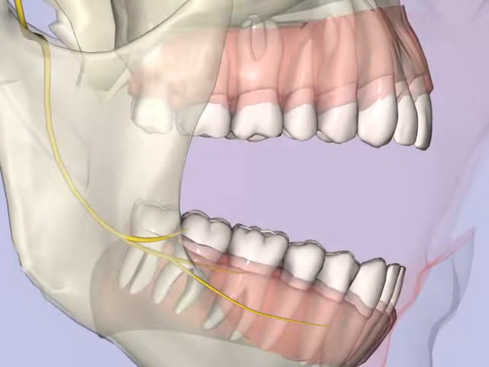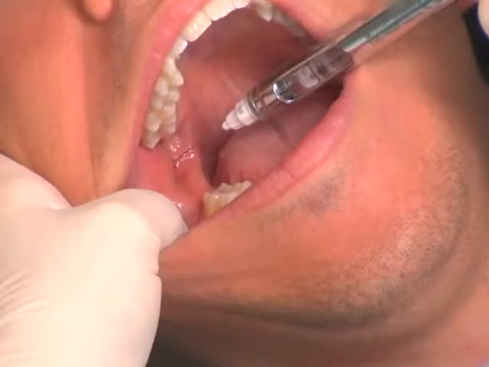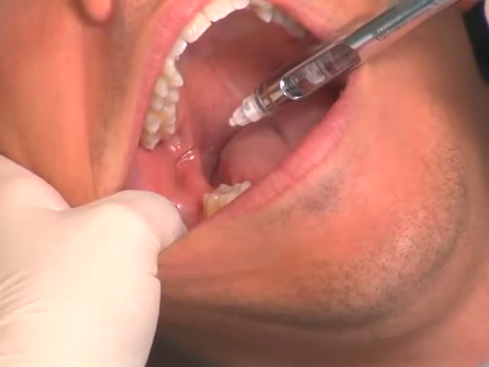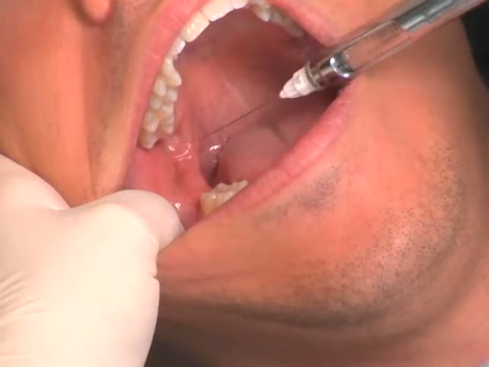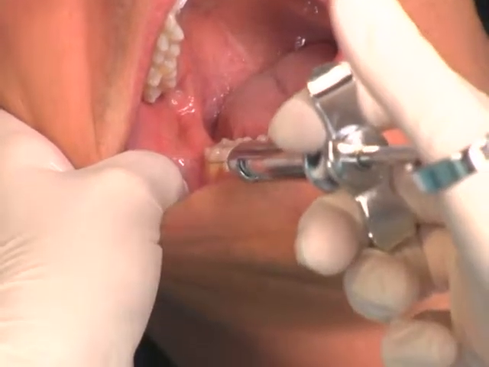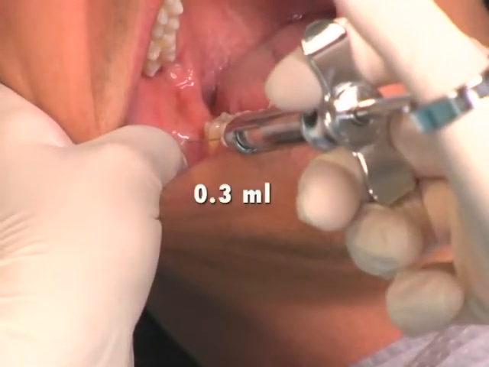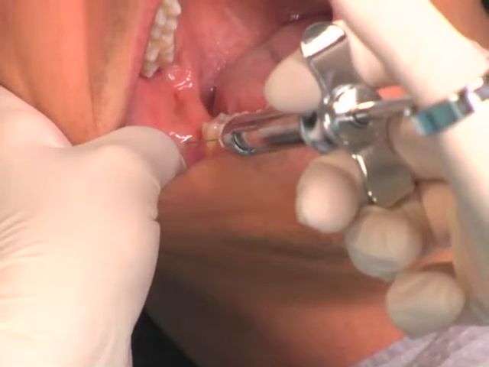The buccal nerve block provides anesthesia to the soft tissue and periosteum on the buccal aspect of the mandibular molars. The injection is given immediately following the inferior alveolar nerve block. A 25-gauge long needle is recommended. The needle is withdrawn, the syringe is repositioned, and the needle reinserted in the mucobuccal fold distal to the last mandibular molar. 0.3 mL of anesthetic is administered.